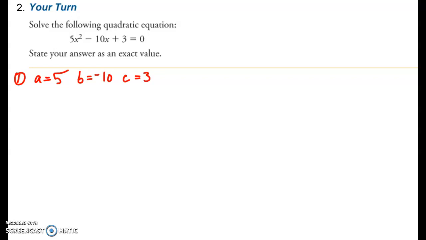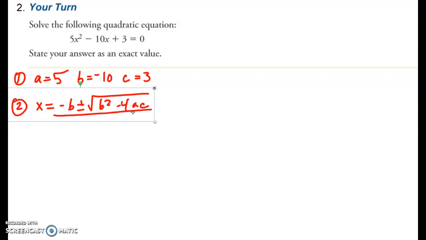Then we are going to plug that into the quadratic formula, which is x is equal to the negative b plus or minus the square root of b squared minus 4ac, all divided by 2a. Hopefully if you say that enough times as you write it down, that will be committed to your memory. Okay, now we're going to plug the values in.